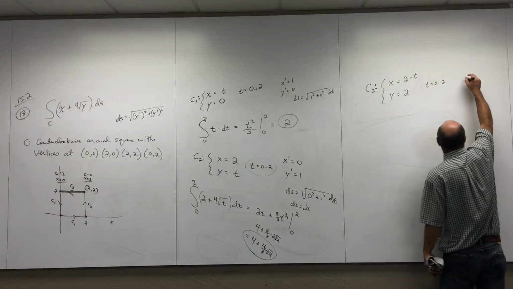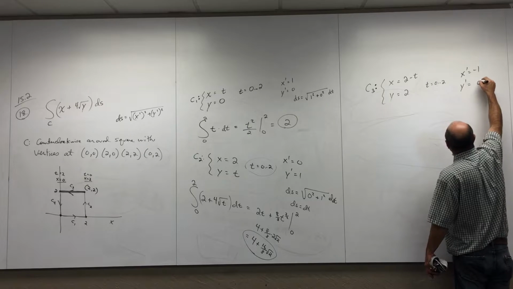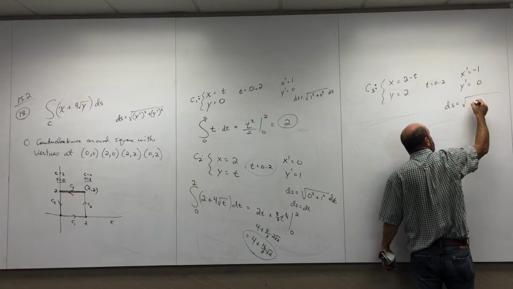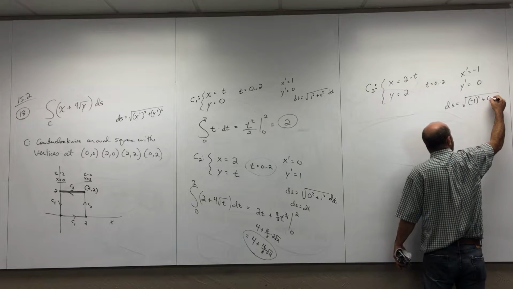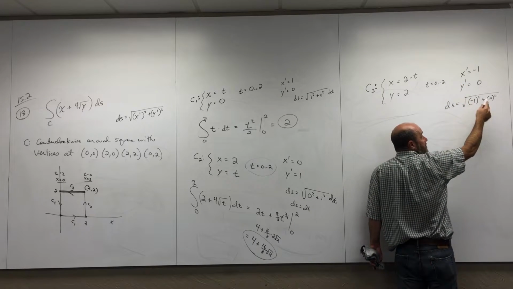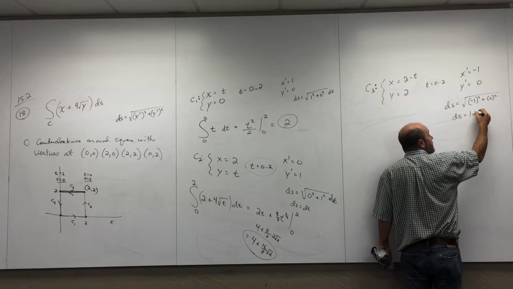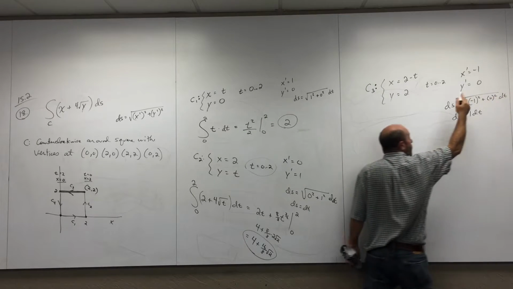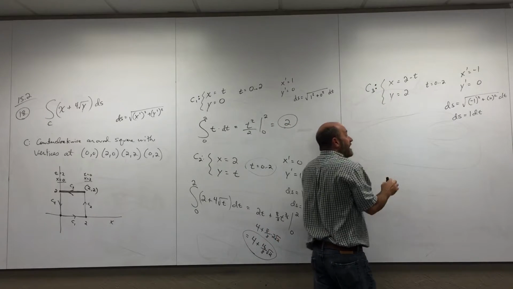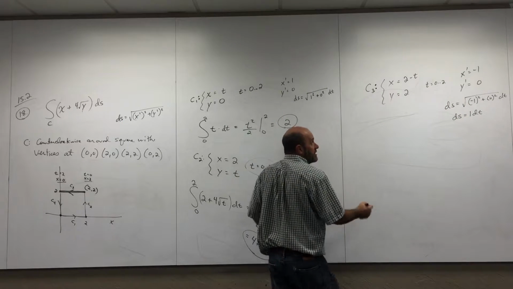Hey, I'm going to need x prime and y prime. X prime is -1. Y prime is 0. I need that for the ds, which is the square root of the x prime squared plus the y prime squared. Despite that being a -1, by the time you square it and square root it, it's still just a 1. So again, ds is just a 1 dt. I need the parameterization and the derivatives to calculate this ds thing. And now I'm ready to set up the integral.